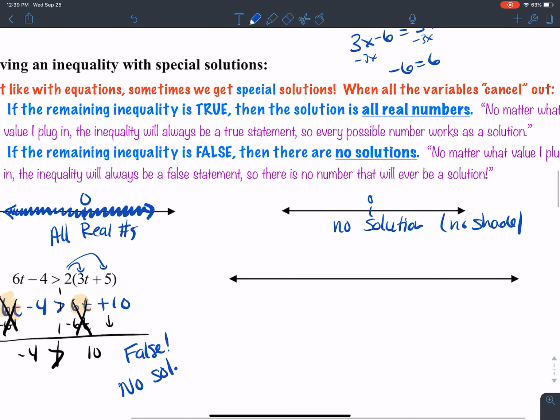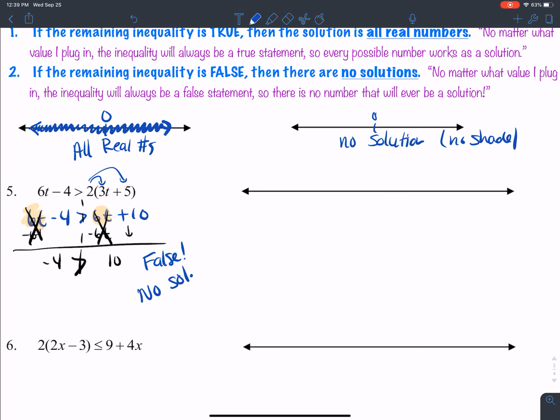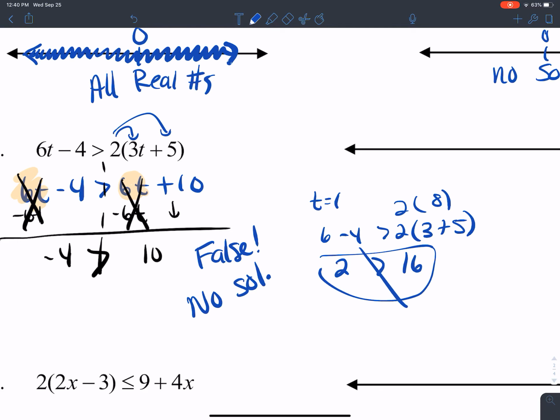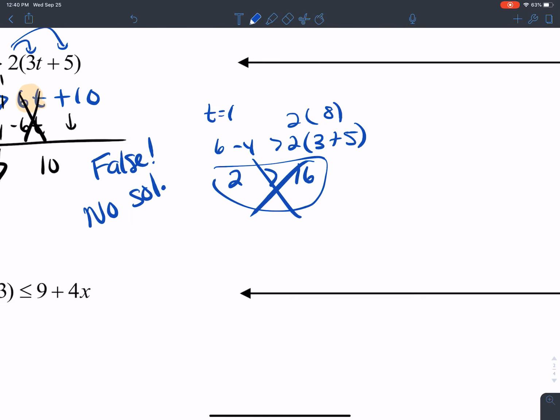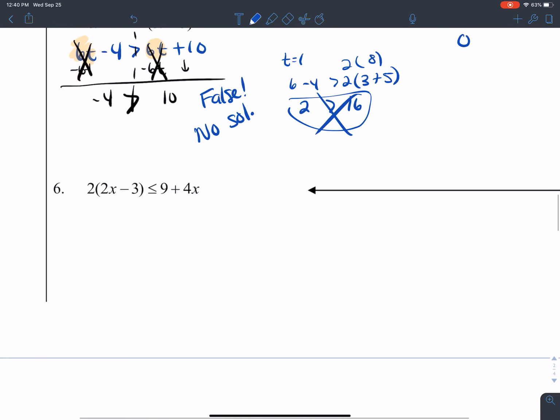And again, what that means is no matter what I plug into that inequality, it's always going to simplify to something that's not true. So let's try t equals 1. So 6 times 1 is just 6. 6 minus 4 is 2. Now on the other side, 3 times 1 is just 3. And twice of 8 is 16. And 2 is not bigger than 16. So we're saying no matter what I plug in, it's not going to work. So on my graph, maybe I'll just label 0, but there's nothing to shade in because nothing works.